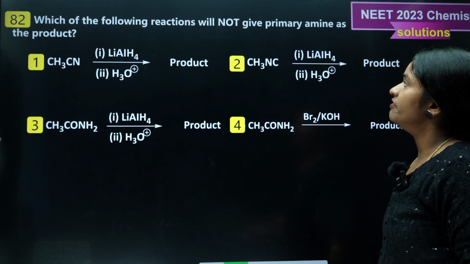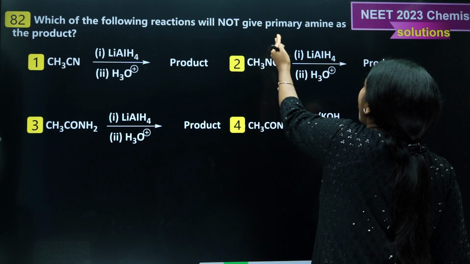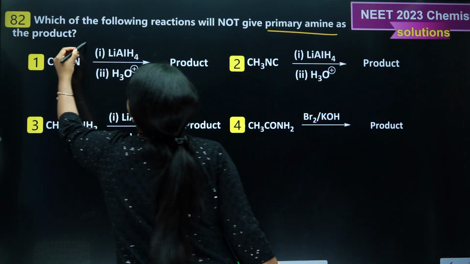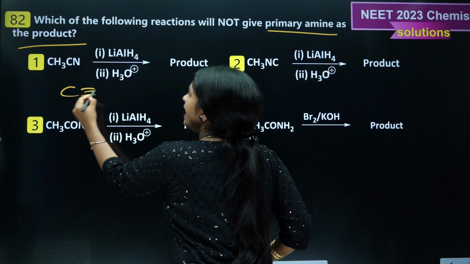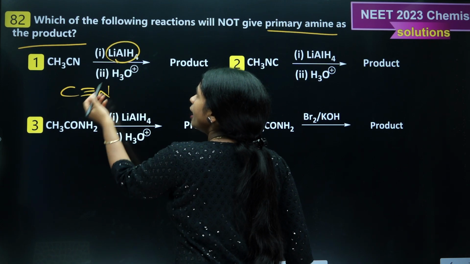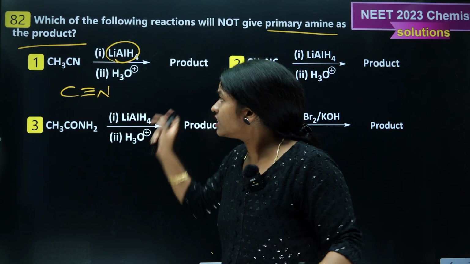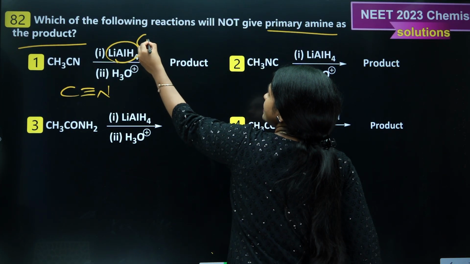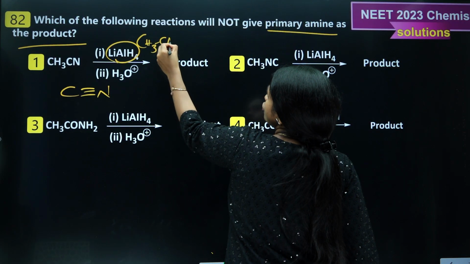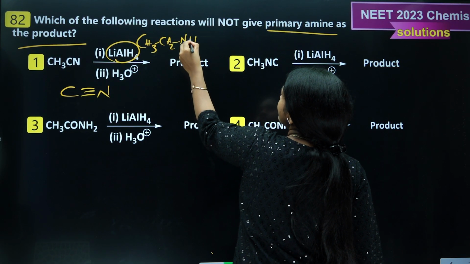See the next question. Which of the following reactions will not give a primary amine as a product? See, CH3CN is given, the C triple bond N is there. If you add lithium aluminum hydride, it is a good reducing agent. Then here CN will be reduced to CH2. Correct? CH3CH2NH2. Primary amine is the product.